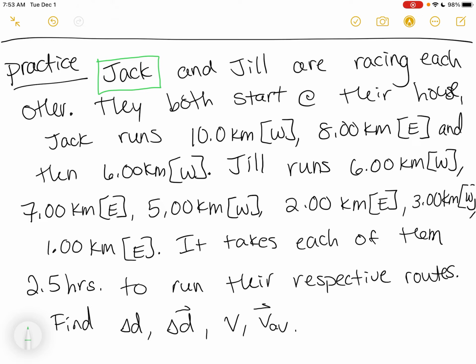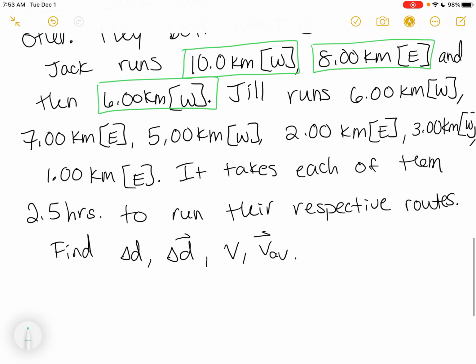And I'm going to highlight Jack's route in green. So he's going 10 kilometers west, 8 kilometers east, and then another 6 kilometers west. So for Jack, his distance is going to be 10 kilometers plus 8 kilometers plus 6 kilometers. So his distance is going to be 24.0 kilometers. Remember, distance is the entire route that Jack traveled. So he went 10 kilometers, 8 kilometers, 6 kilometers.